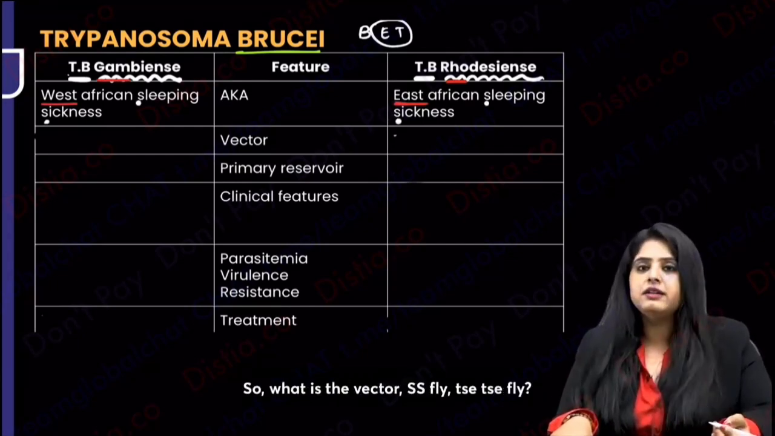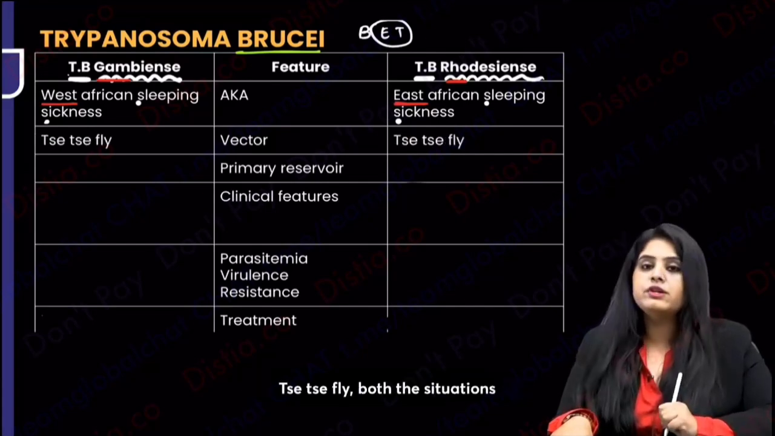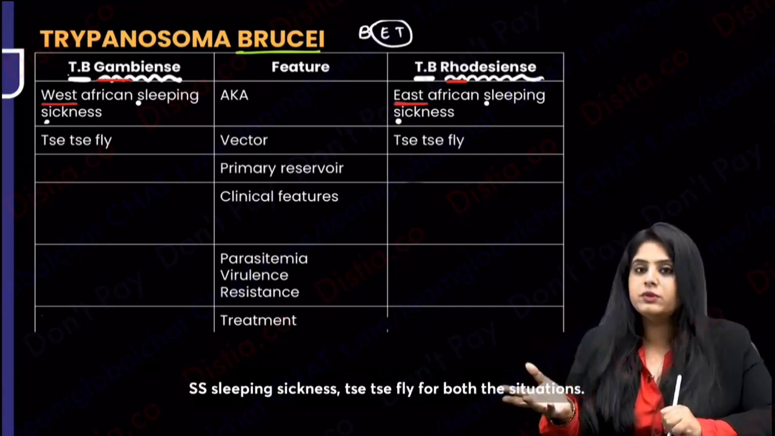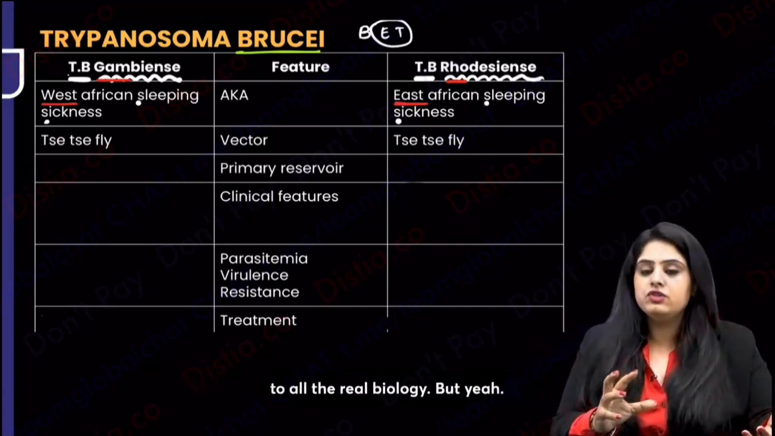So what is the vector? SS fly, CC fly. CC fly in both the situations is going to be the vector. SS sleeping sickness, CC fly for both the situations. Glossina is its actual name when it comes to all the real biology, but yeah.